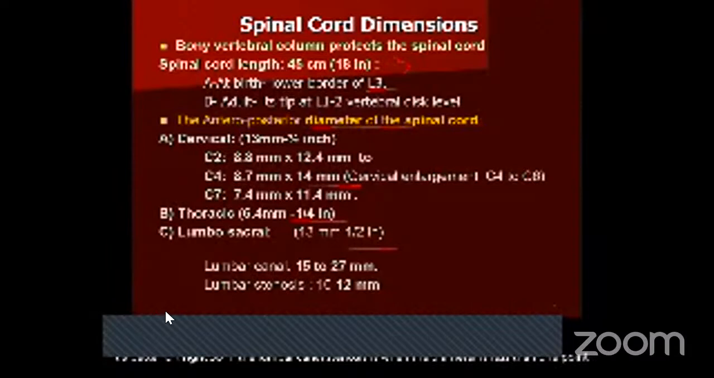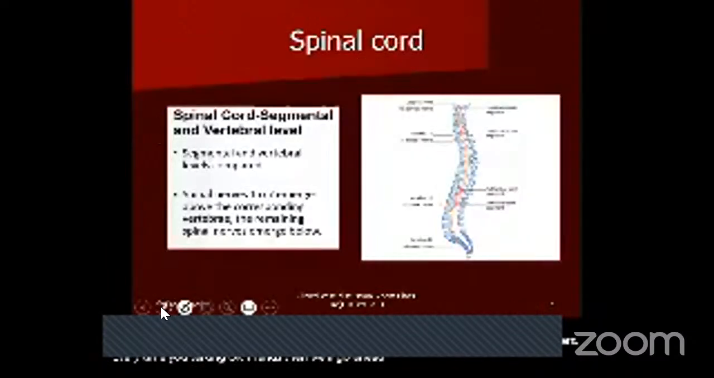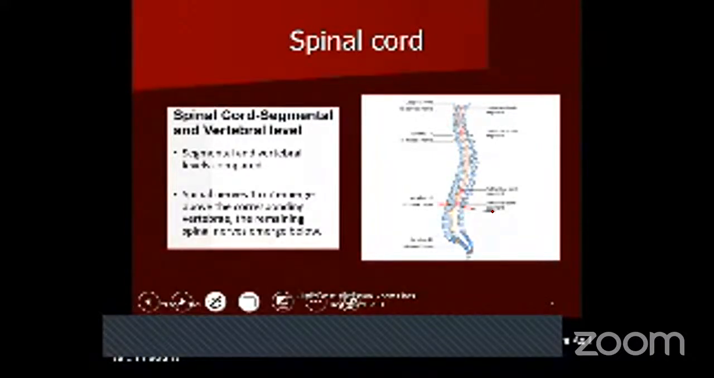Okay, friends, then we'll go ahead to the next slide. You see the segmental and vertebral levels are compared here. It means the bony vertebra, as I said, in adults the spinal cord ends at L1. Of the spinal nerves coming from the spinal cord, 1 to 7 emerge above the corresponding vertebrae. The remaining spinal nerves emerge below. So that's a point to learn.